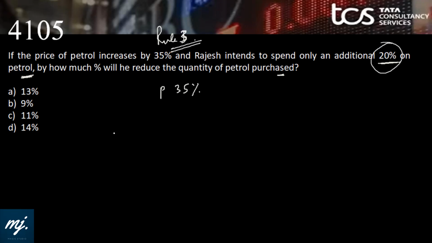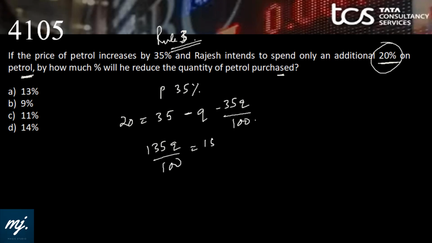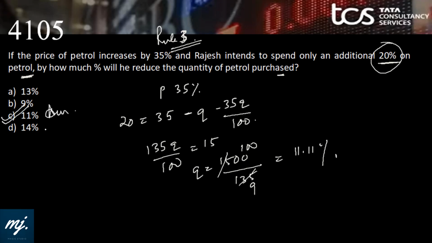Net change on the revenue or the expenditure is 20. So 20 equals 35 minus the fall in the quantity, minus 35q by 100. So 135q by 100 equals 15. Q equals 1500 by 135, that is 100 by 9, which is 11.11%, approximately 11%.